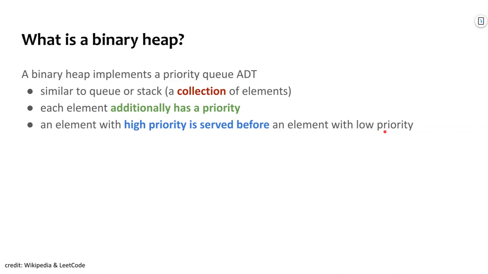Therefore, in the naive queues or stacks, the order of inserting the items determines the priority. However, in the case of priority queue, the priority is determined in a different way. So these are the properties of priority queue. And a binary heap is a special type of binary tree. In the last lecture, we talked about binary trees. And a binary heap is a special type of binary tree.